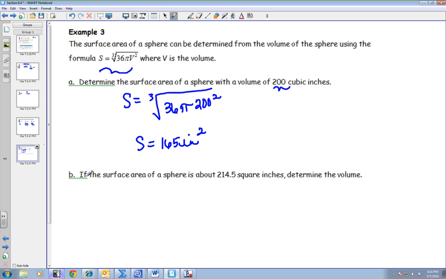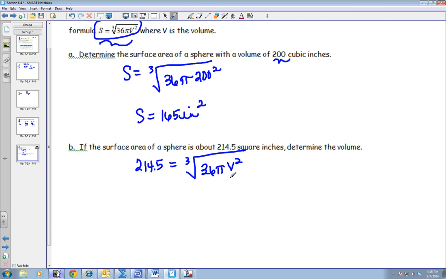Now it says if the surface area of a sphere is 214.5 square inches, determine the volume. So now they've given us S. Again, I'm using this formula, but I know what S is. S is 214.5, so 214.5 equals the cubed root of 36 pi v squared. Now we have to solve for v. Now v is underneath this cubed root, so I have to get it out from underneath that cubed root, and to do that, we cube both sides.